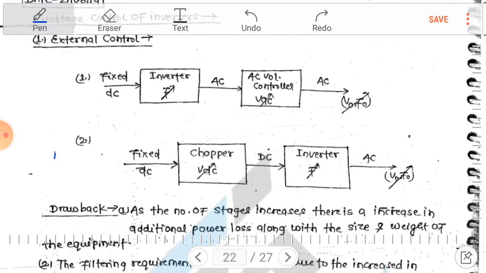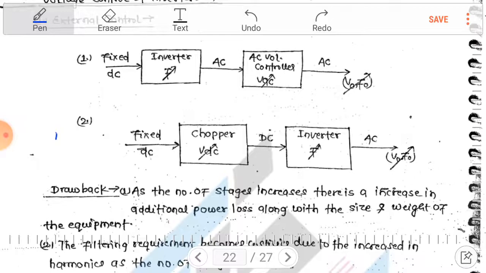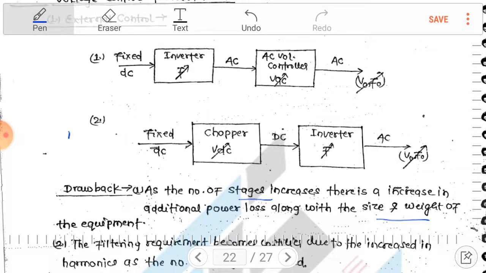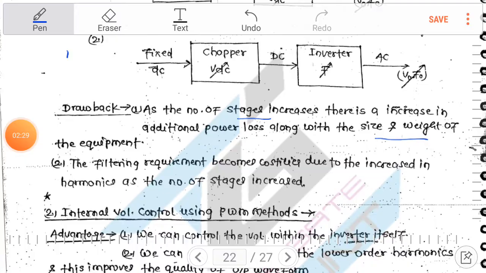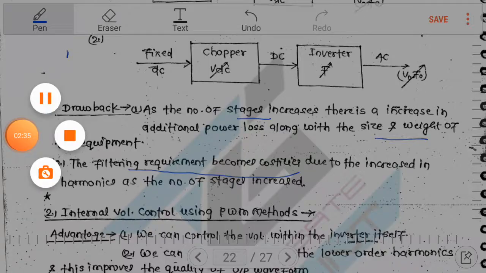We have discussed external control here, but there is a drawback of external control: the number of stages increases, due to which power loss along with size and weight of the equipment also increases. Secondly, the filter requirement becomes more costly.